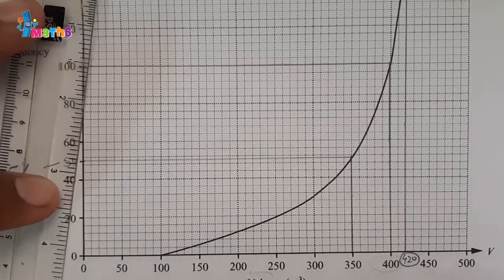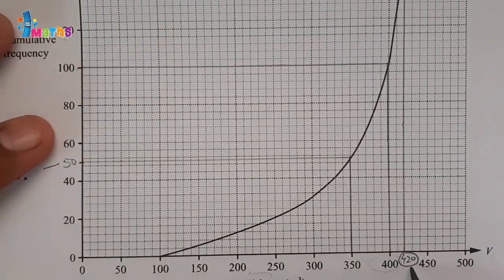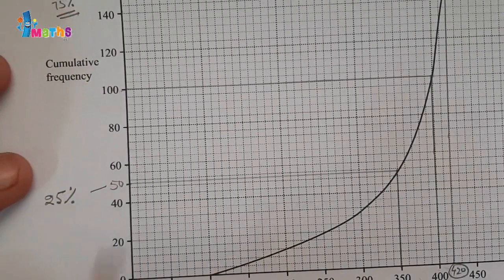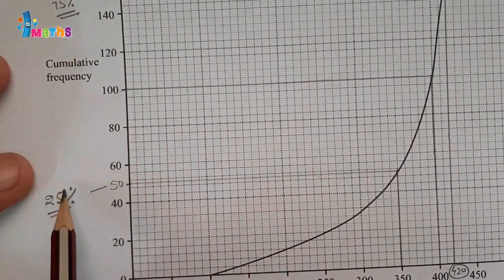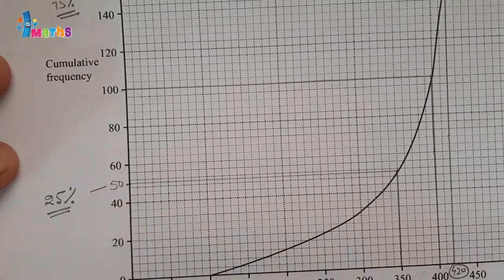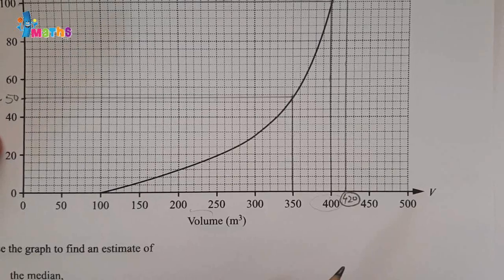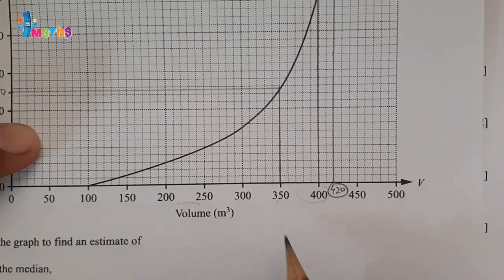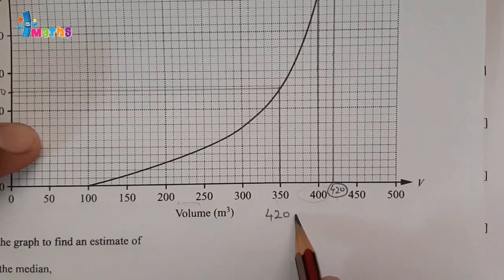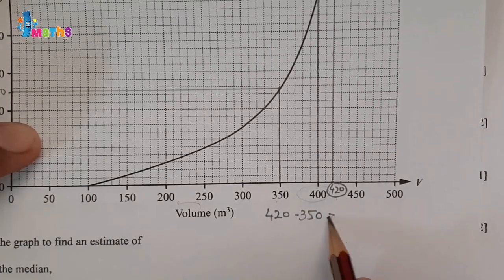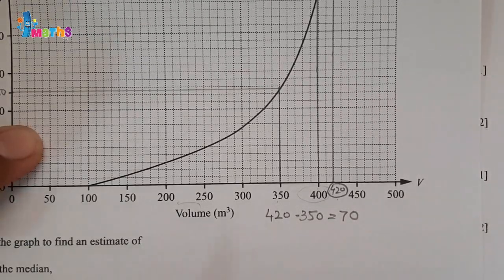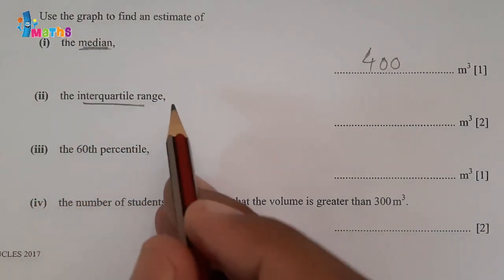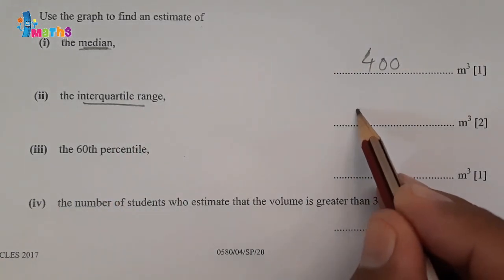So 75%, which is upper quartile. If you see, this is upper quartile and this one is lower quartile. Difference between upper quartile and lower quartile is known as interquartile. So we will be calculating interquartile, which is the difference between 420 and 350. So we can write 420 minus 350, that will be equal to 70. So the same thing we will be showing on the answer sheet, which is this one, interquartile, which we have calculated 70.